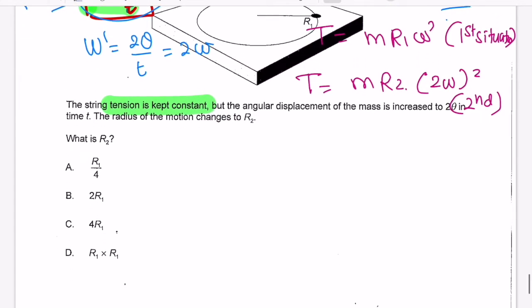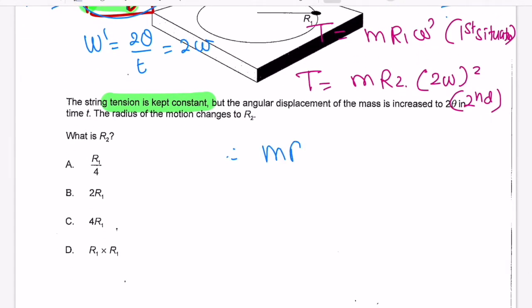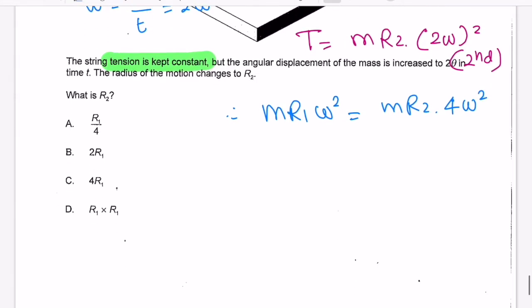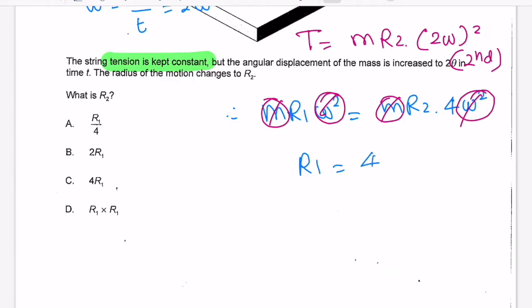Now let's use this one. So m r1 omega squared equals m r2, 2 omega squared, which means 4 omega squared. I can cancel m and omega squared. So r1 equals 4 r2, so r2 equals r1 over 4. Answer should be A.